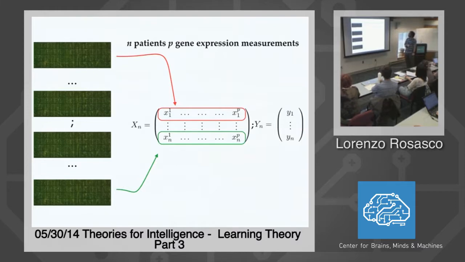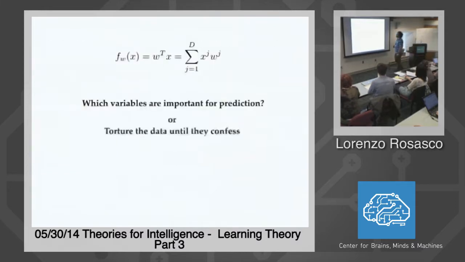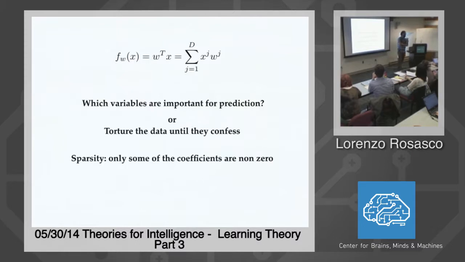So how do you do that? The keyword that enters the picture is sparsity. How many of you know what sparsity means in this context? Basically, we say that this function or this vector is sparse if some of the coefficients are 0. The sparsity level is how many coefficients are not 0.